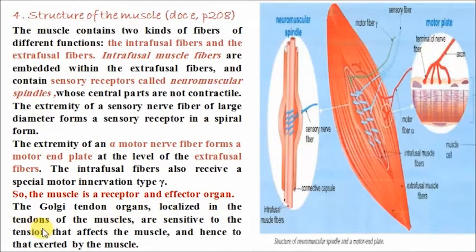You remember the tendon from our previous lesson, which are the structures that are going to connect the muscle to the bone. Now, the tendon organs are sensitive to the tension that is going to affect the muscle, and so we say that they are sensitive to the tension exerted by the muscle. So for now, this is the structure of the muscle.